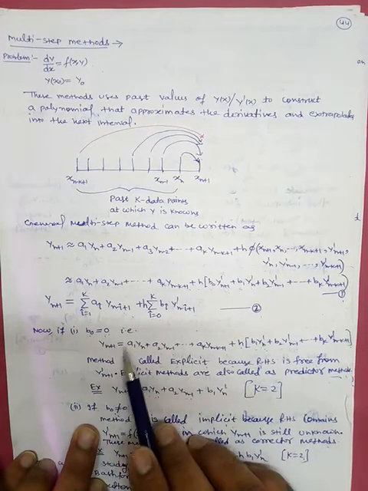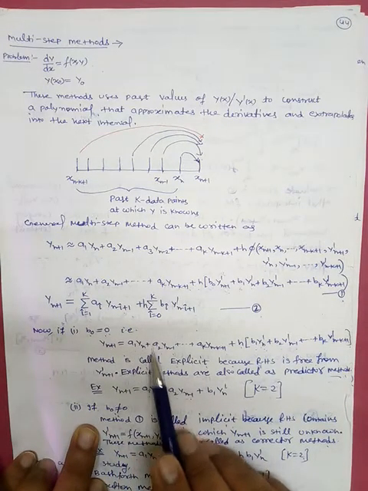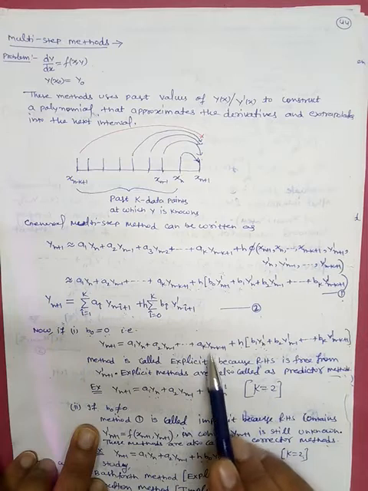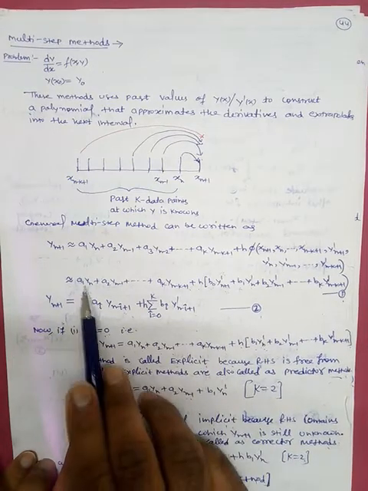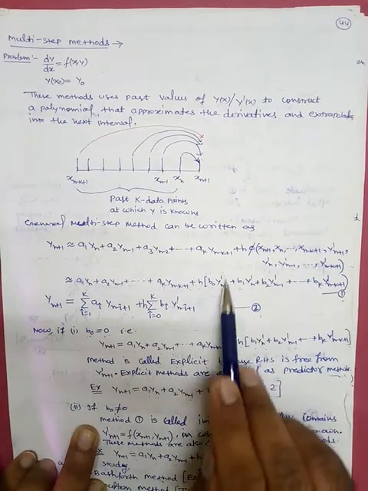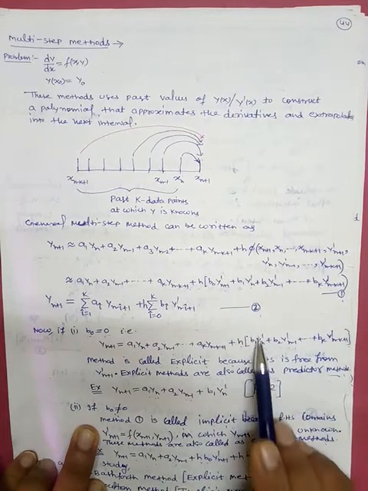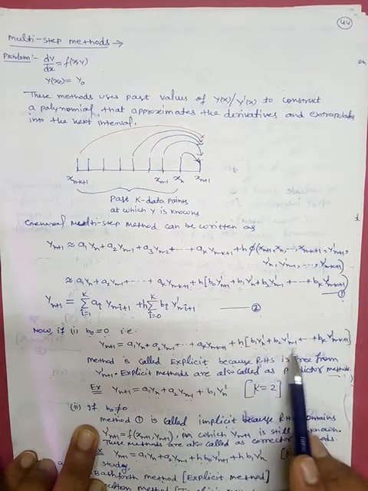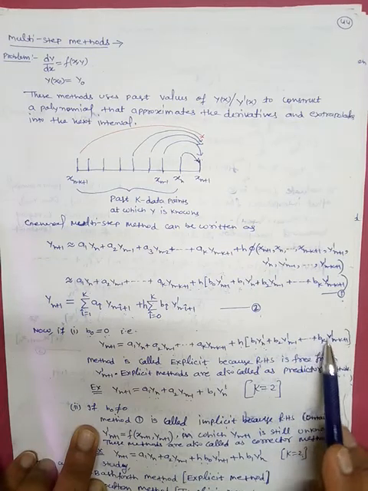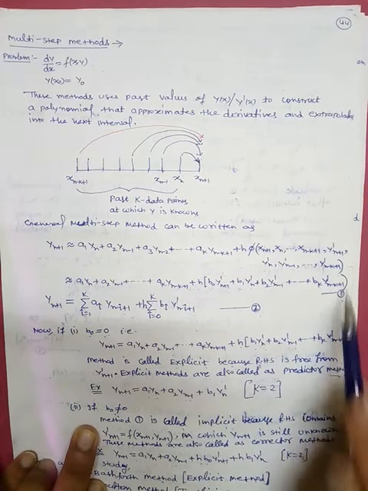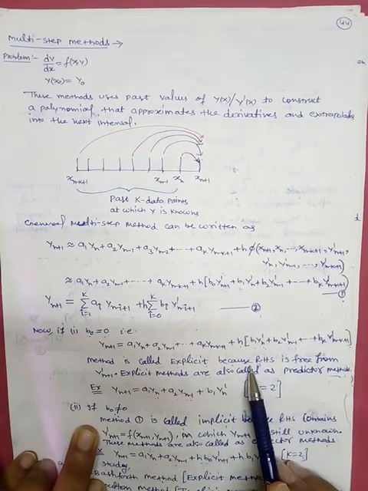This is exactly equal to a1 yn plus a2 yn minus 1 plus ak yn minus k plus 1. That means the terms from here to here plus h times, this is 0 because b naught is 0. So we will start from b1 y dash n plus b2 y dash n minus 1 and so on plus bk y dash n minus k plus 1, this term. And this is known as explicit.